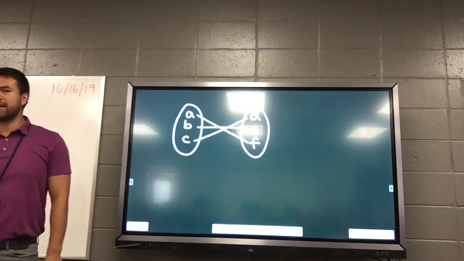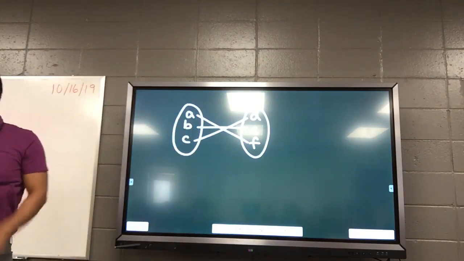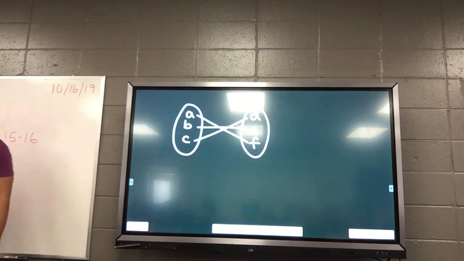What are the three ordered pairs, Sophie? You have 10 seconds. Go. B, E, C, D. Is this a relation? Dylan. Yeah, because we have the lines. Yes, it's a set of ordered pairs.